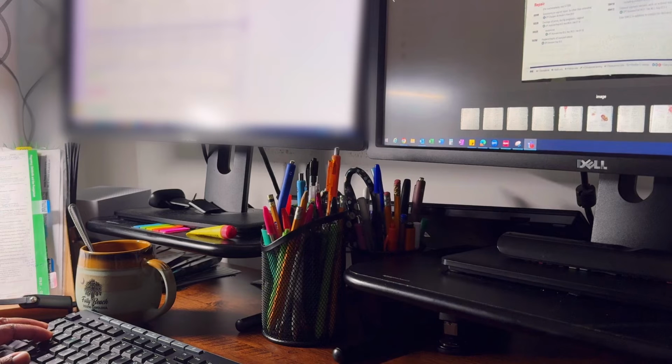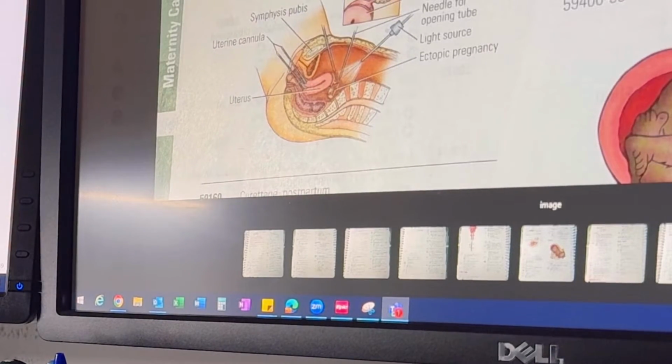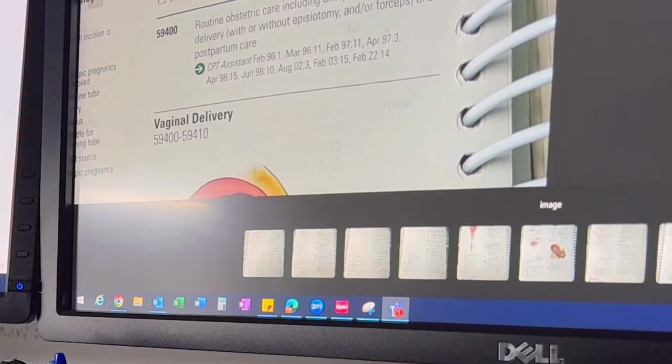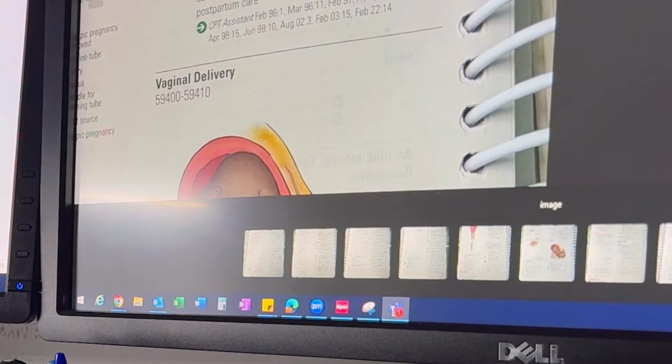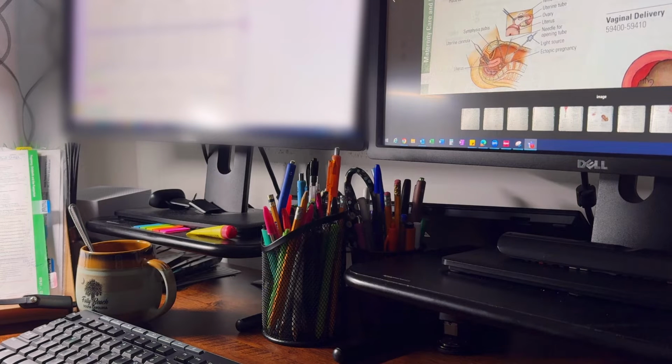And I just realized because of the angle, you guys would not have even been able to see the code that I chose. Let me zoom in and bring it over here. Can you guys see that now? 59400. That's the code I built for that vaginal delivery. Now I'm going to move on because I think I just finished all of my inpatient charges for that date of service. And I need to see what I have next, probably office stuff.